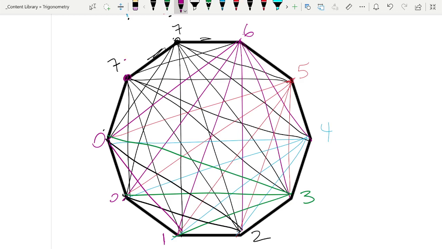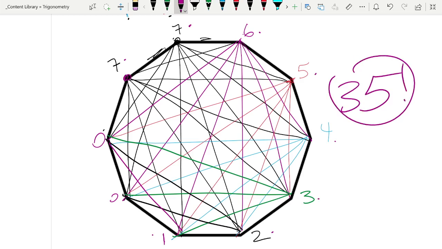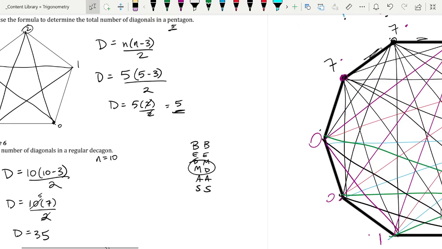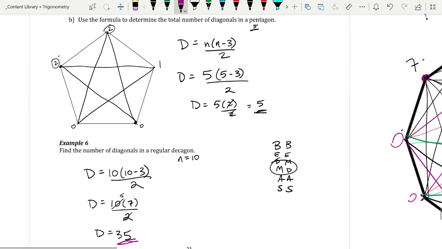So 7 plus 7 is 14, plus 6 is 20, plus 5 is 25, plus 4 is 29, plus 3 is 32, plus 2 is 34, plus 1, 35. Our formula worked. That's what we got, right? 35. Yay. I will not on the test make you draw 35 diagonals. But I will make you draw at least one shape's diagonals, but it'll be smaller than that.